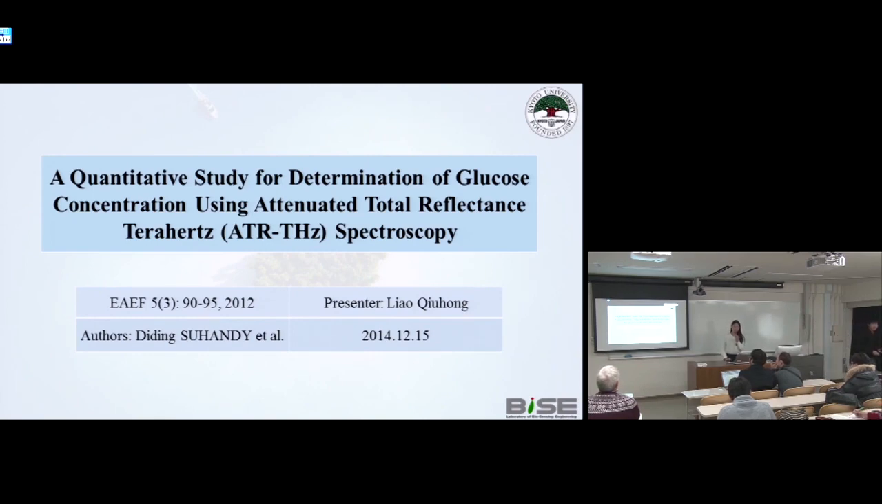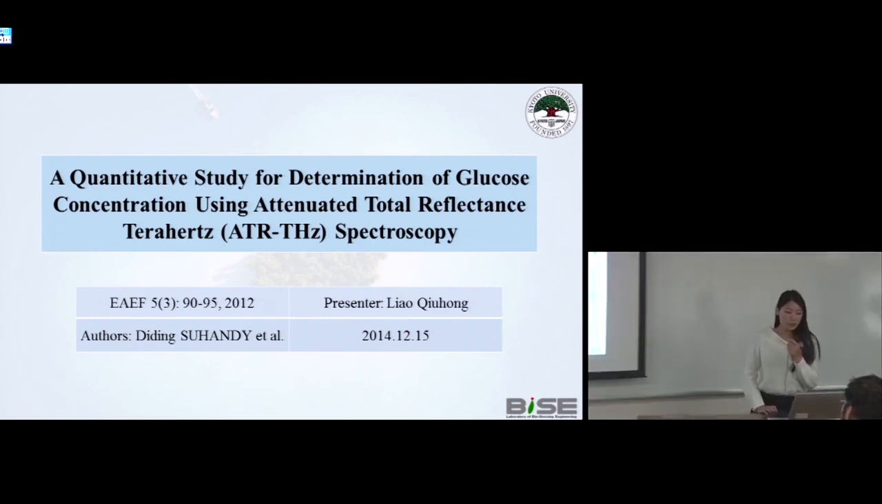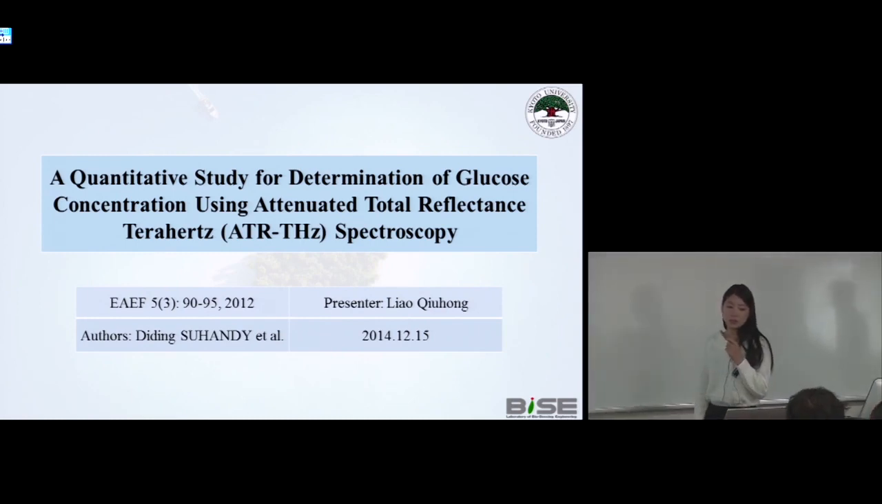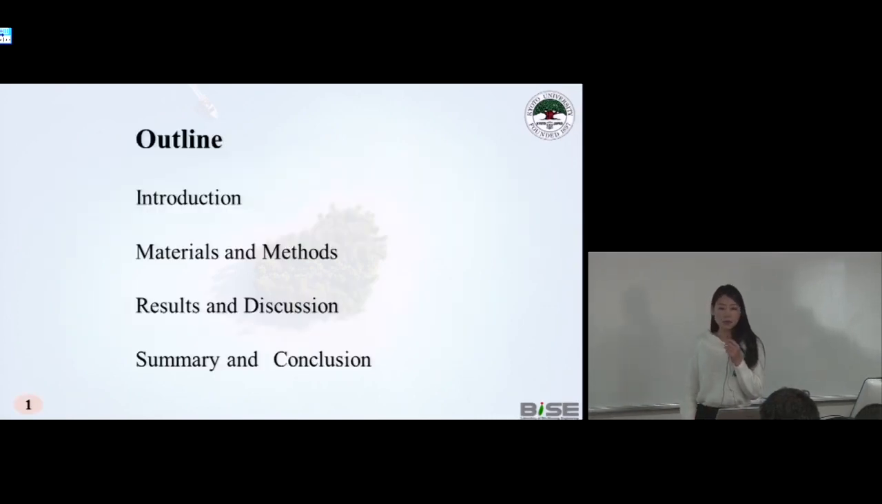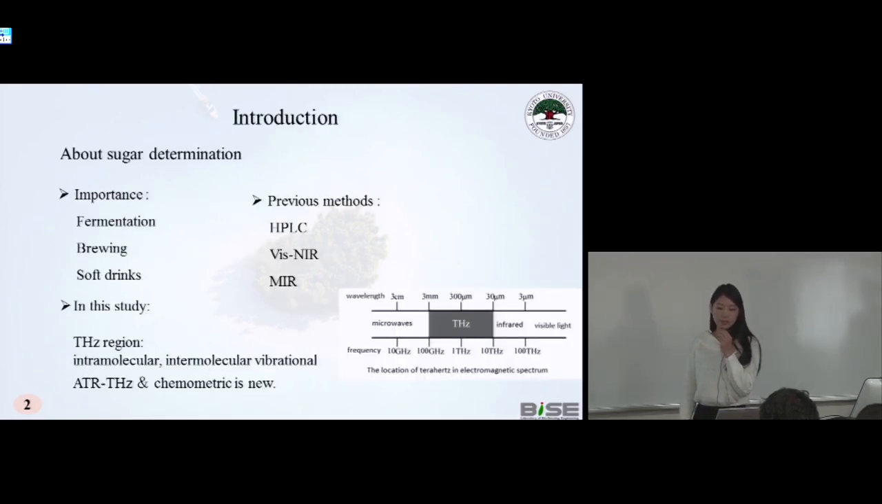Today I will share a paper named Quantitative Study for Determination of Glucose Concentration using Attenuated Total Reflectance Terahertz Spectroscopy. This paper was published in Engineering of Agriculture, Environment and Food in 2012. The authors were Didin Suhandi, et al. There are 4 parts to this presentation. First, introduction.